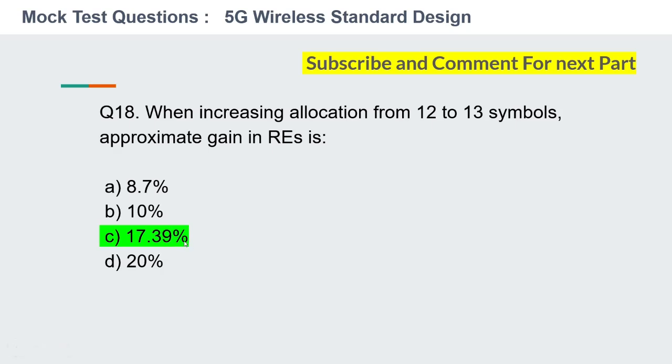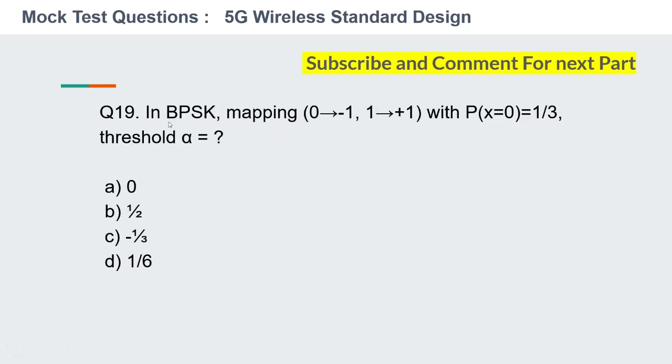Now let's go to our question number 19. In BPSK mapping, 0 tends to minus 1, 1 tends to plus 1. With P of x equal to 0 equal to 1 by 3, threshold alpha equal to dash. So these are the options: 0, 1 by 2, minus 1 by 3, 1 by 6. So your time starts now. And the answer is C, minus 1 by 3.